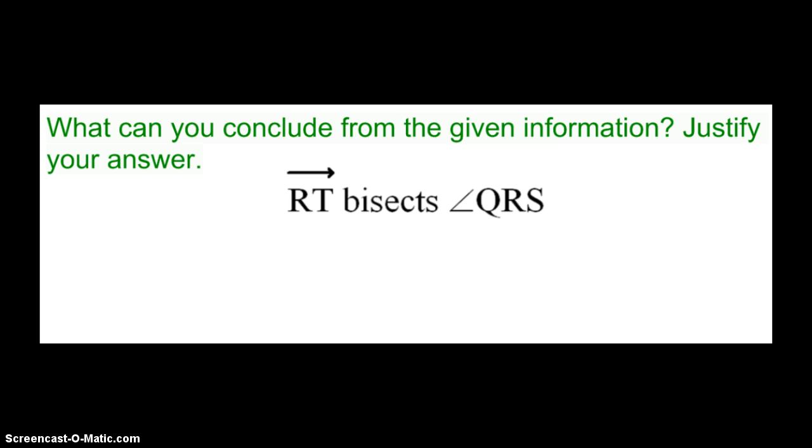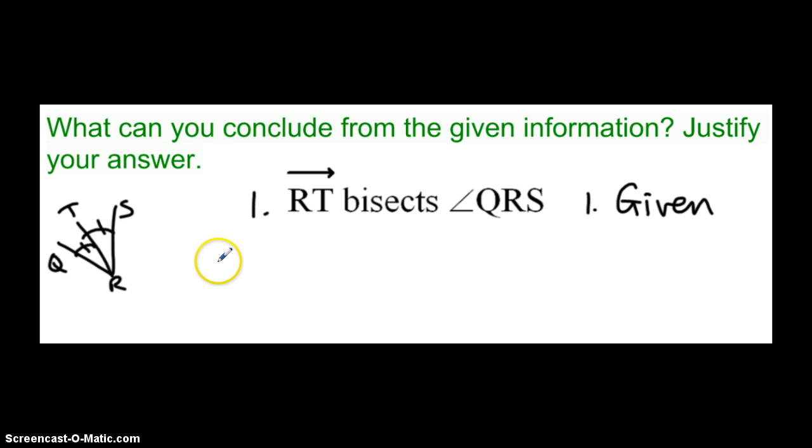So here's our next example. If we are told that ray RT is bisecting angle QRS, what can we conclude? So if we think about this again in a two-column proof format, if this is my first statement and our reason is given, what do we know next? If you need to, you could draw a little sketch of what's happening. So here is RT and it's bisecting angle QRS. So then what do we know?